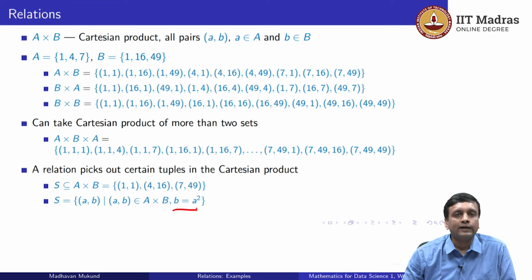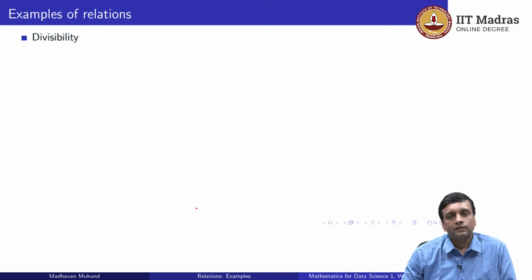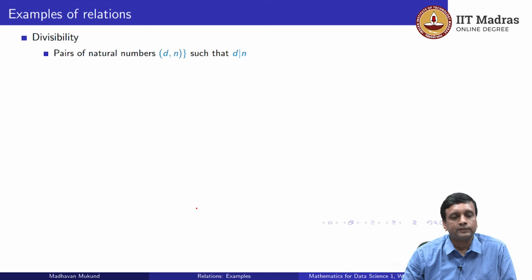They are typically defined as subsets of the Cartesian product, and we can either write out the subset explicitly or try to express it implicitly using the set comprehension notation. So we saw some examples, so let's look at these examples again more carefully, some examples from numbers. So divisibility is an important relation when we are talking about natural numbers or integers. So divisibility talks about pairs of natural numbers such that the first one divides the second one.